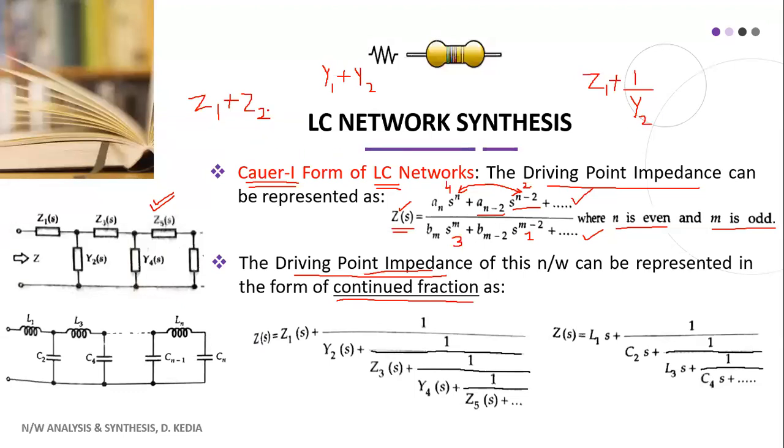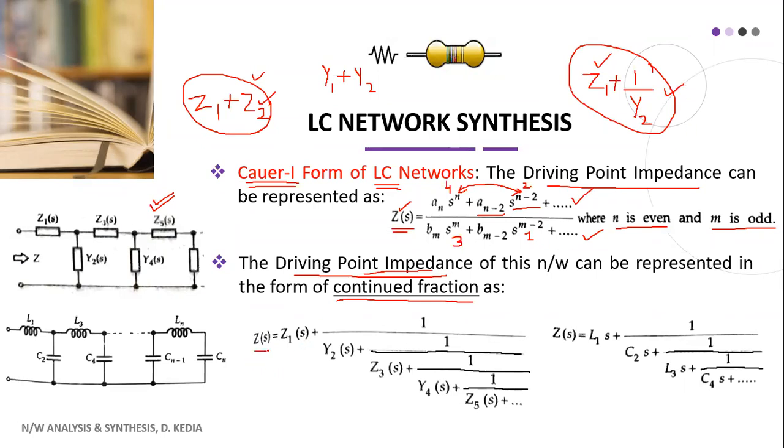This is what we had shown in the previous class, that we had Z1 plus Z2. So we identified Z1. Then for identifying the remaining part, we obtained the inverse, in the meaning that Z2 is shown as 1 by Y2. So these two expressions are exactly the same, but we are representing Z2 in the inverted form through its admittance. Same thing we are doing here.